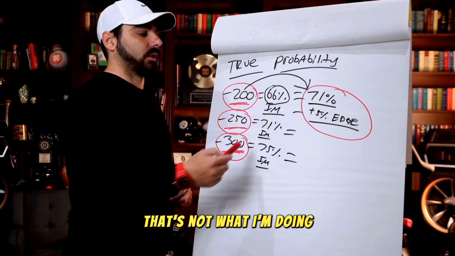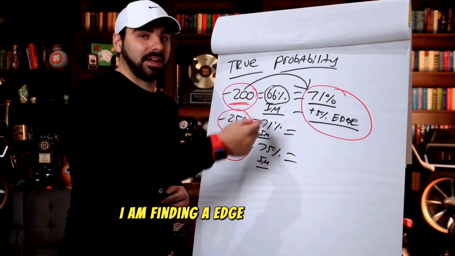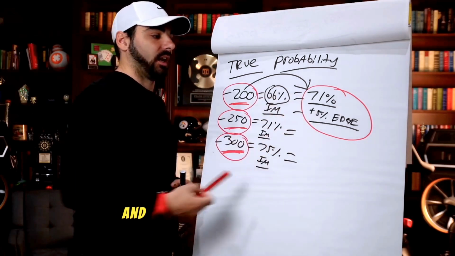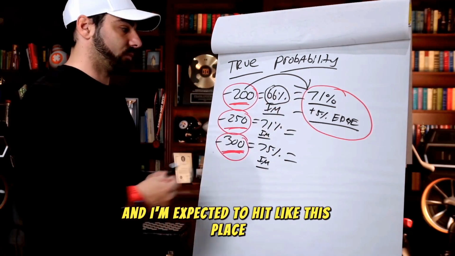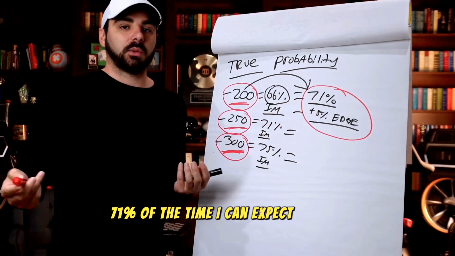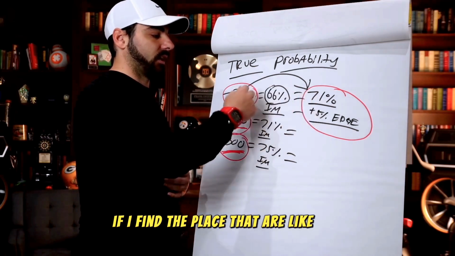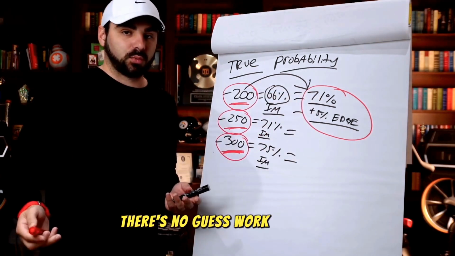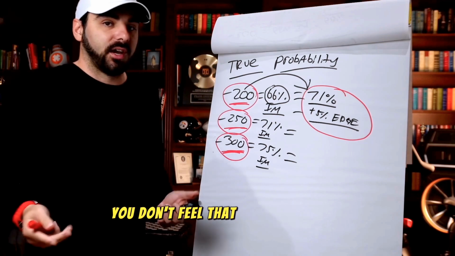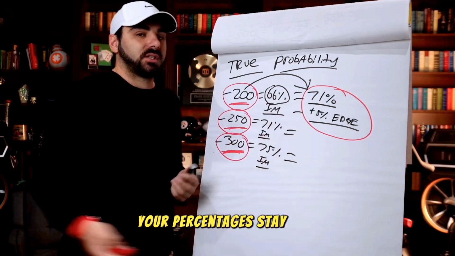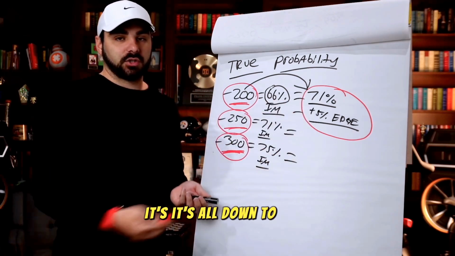That's not what I'm doing. I am finding an edge statistically and applying that edge, and I'm expected to hit this play 71% of the time. I can expect to win that 71% of the time if I find the plays that are like this. There's no guesswork in it. Okay, you don't feel that emotion of, oh, is this going to win or is it not? Your percentages stay true. It's all down to just percentages.